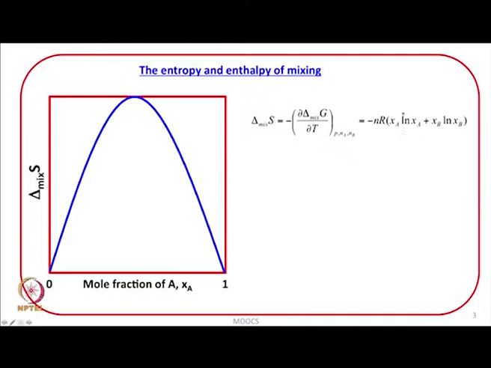Delta S mixing will always be positive, because if you look at this expression, the logarithmic term, x A is less than 1, therefore, this is going to be a negative quantity, this is going to be a negative quantity, overall delta S mixing is going to be positive, and throughout the composition range you see delta S mixing is positive. So, this is the main driving force for mixing. In general, delta S mixing will be minus N R summation x j log x j. I have just extended this derivation into a general form.